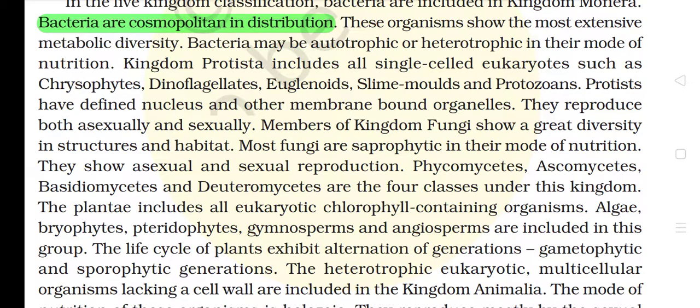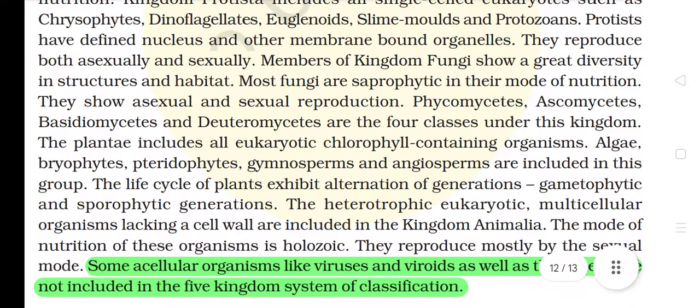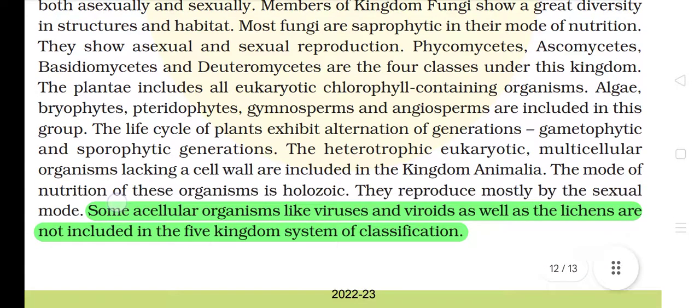Members of Kingdom Fungi show a great diversity in structures and habitats. Most fungi are saprophytic in their mode of nutrition. They show asexual and sexual reproduction. Phycomycetes, Ascomycetes, Basidiomycetes, and Deuteromycetes are the four classes under this kingdom. The Plantae includes all eukaryotic chlorophyll-containing organisms. Algae, bryophytes, pteridophytes, gymnosperms, and angiosperms are included in this group. The life cycle of plants exhibits alternation of generations, gametophytic and sporophytic generations.